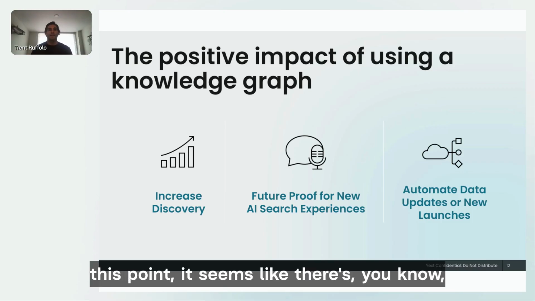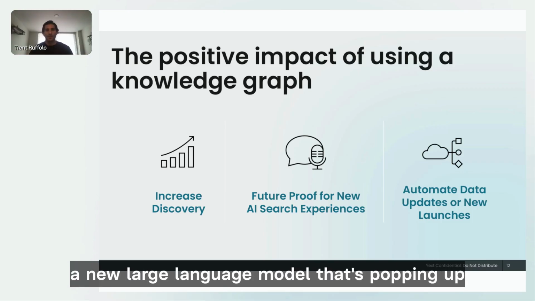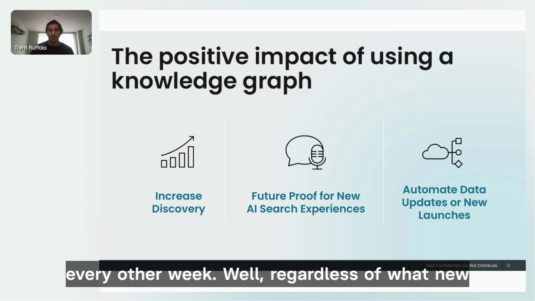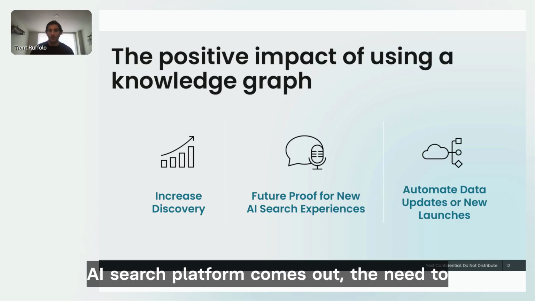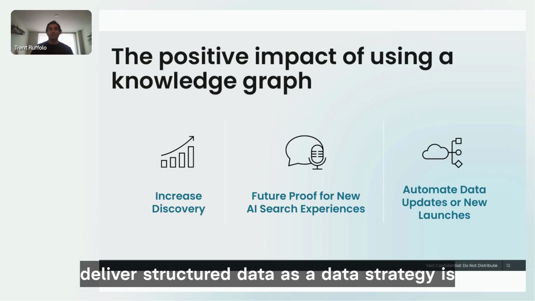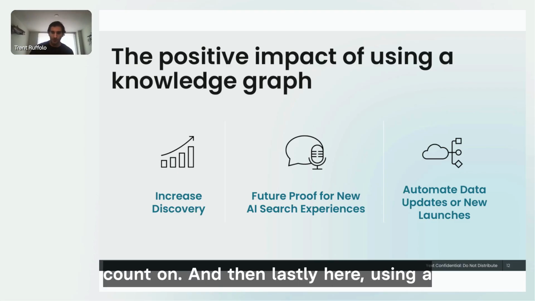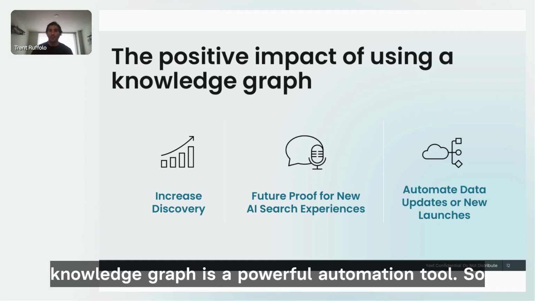At this point, it seems like there's a new large language model popping up every other week. Well, regardless of what new AI search platform comes out, the need to deliver structured data as a data strategy is something that you're always going to be able to count on. And then lastly here, using a knowledge graph is a powerful automation tool.